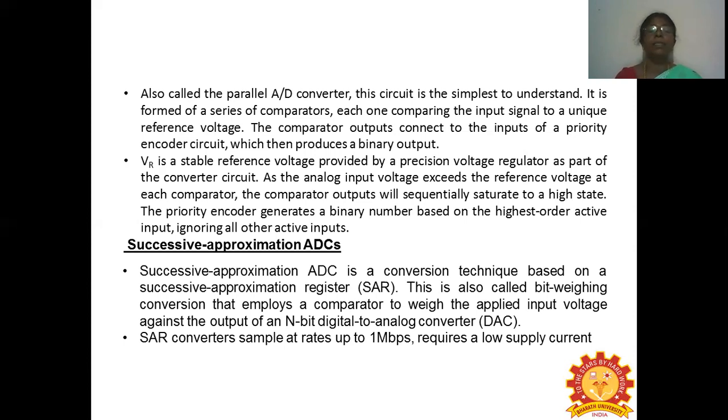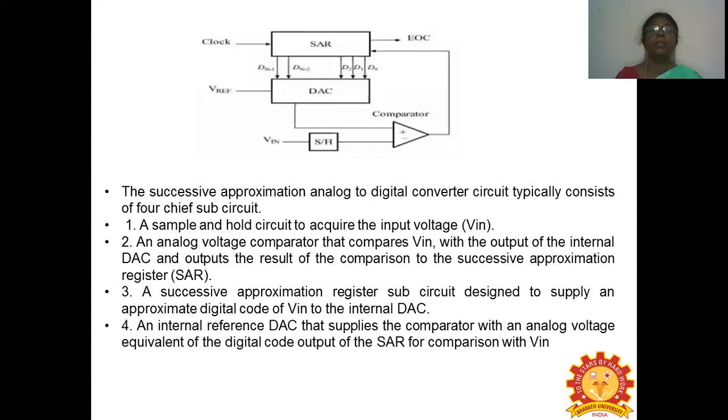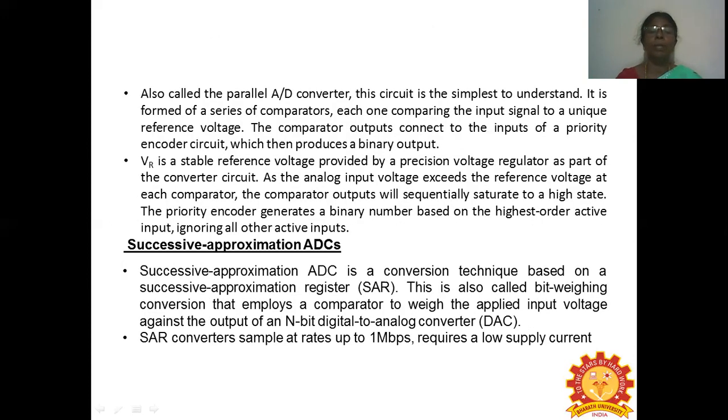Next method, successive approximation analog to digital conversion. This is the circuit diagram of the successive approximation method. Here a successive approximation register is available, one digital to analog converter, and one comparator circuit. We'll discuss the operation of the successive approximation method.